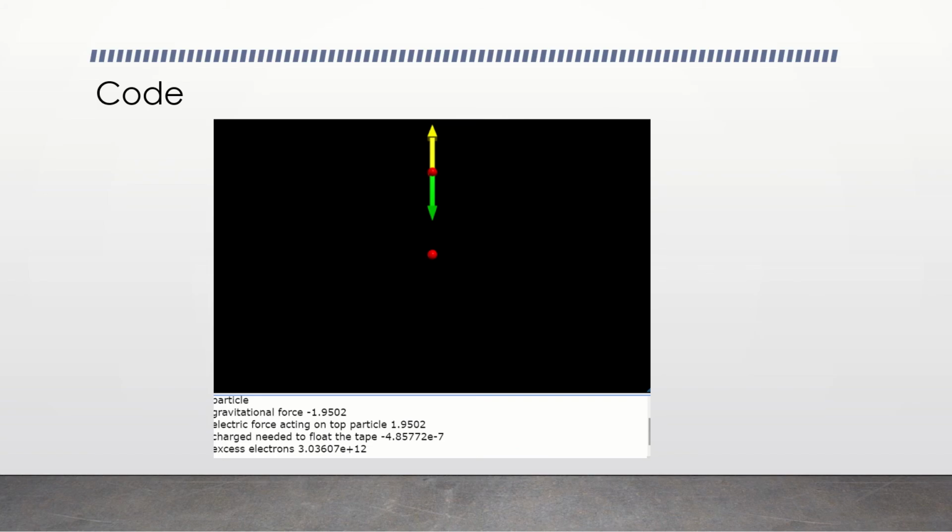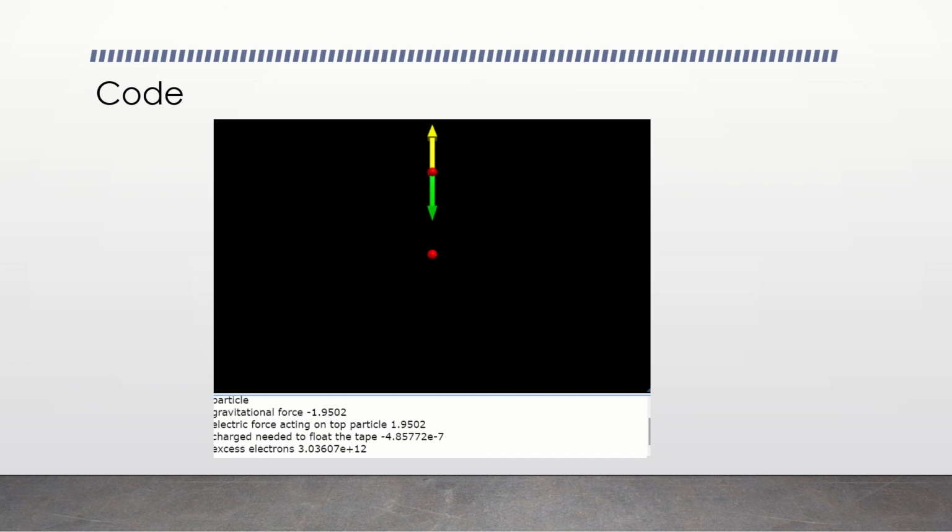My results here make sense for gravitational force because it should be negative because it's acting downwards on the top tape, which the Earth is acting on. And the electric force makes sense because it's balancing out the gravitational force as we saw with the momentum principle.